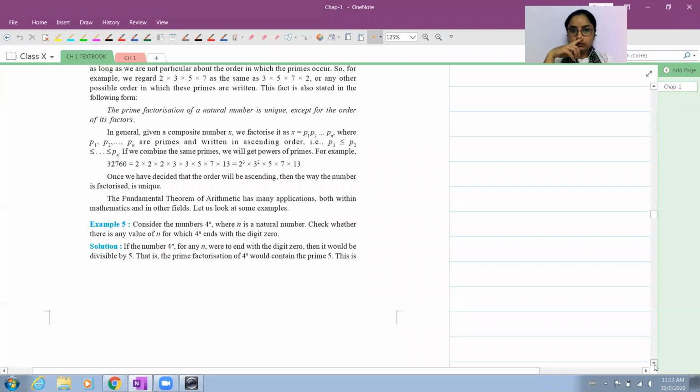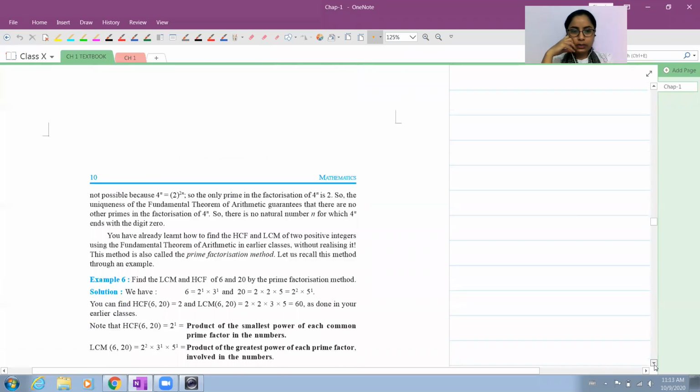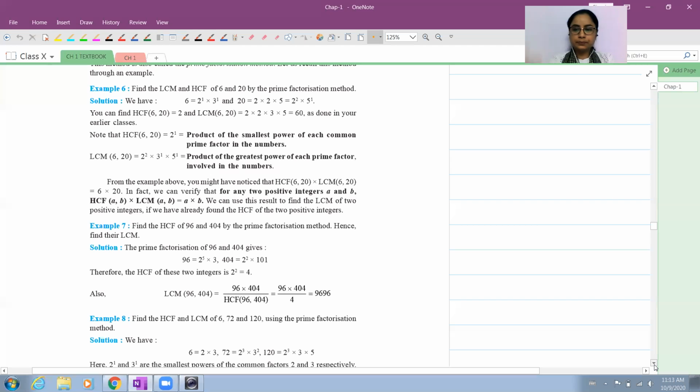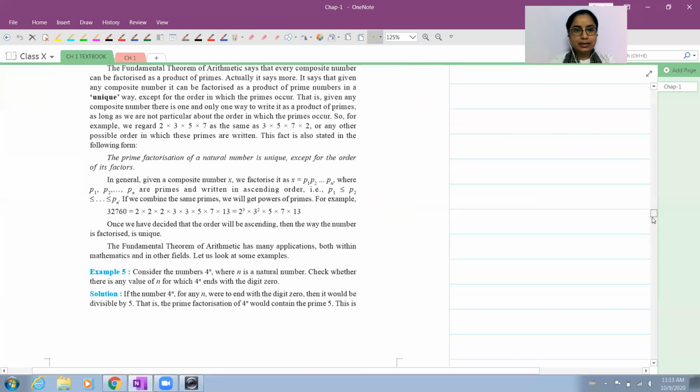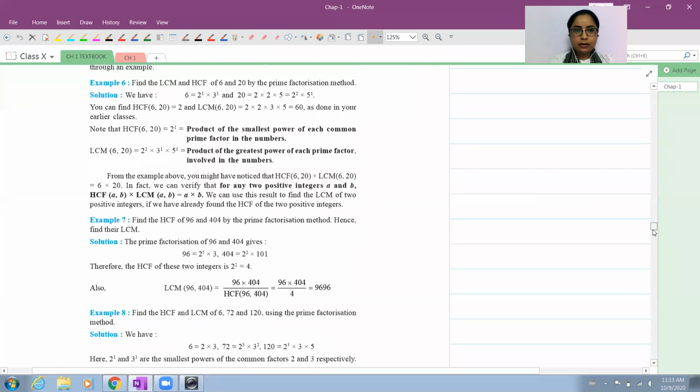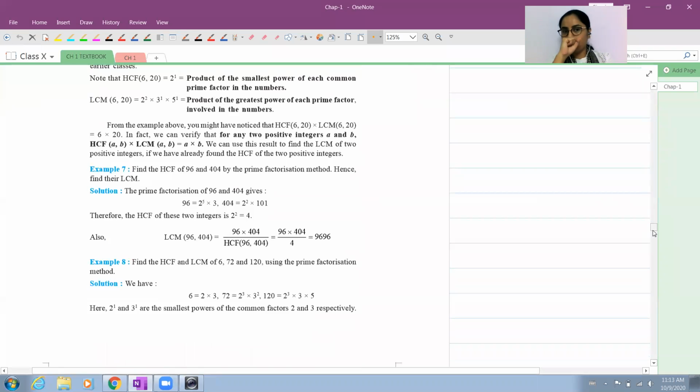So before we take this, page number 9 or 10. This is page number 10. We have HCF and LCM of two numbers. So HCF means the highest common factor. LCM means the least common multiple. So the word uses the words factor and multiple. So can anyone define what a factor and a multiple is?